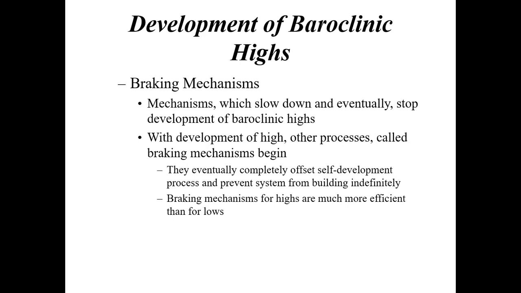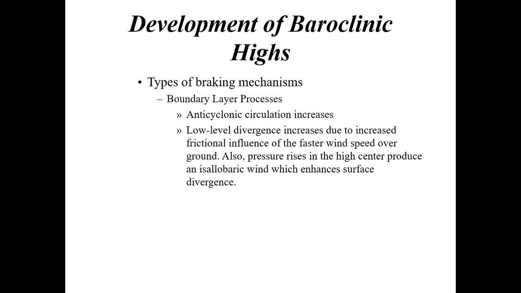If we did not have braking mechanisms in the atmosphere, cyclones would grow as intense as they wanted to, and there would be no breaking point or no limit to their strength. The same thing with baroclinic highs. These high pressure systems would continually build and get stronger and stronger without any braking mechanisms. But thankfully, the atmosphere puts these braking mechanisms in place to help alleviate the intensity of these systems. Now, braking mechanisms for highs are much more efficient than for low pressure systems. Here are the types of braking mechanisms for the baroclinic highs.